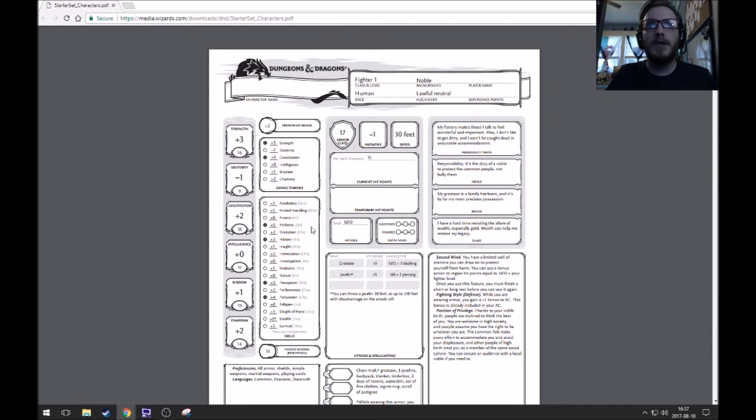Skills work like saving throws in that you add the relevant skill. So like animal handling, for instance. Wisdom, so that's a plus one, not trained. History, you got a plus two for proficiency and a plus zero for intelligence, so that gets you a two.